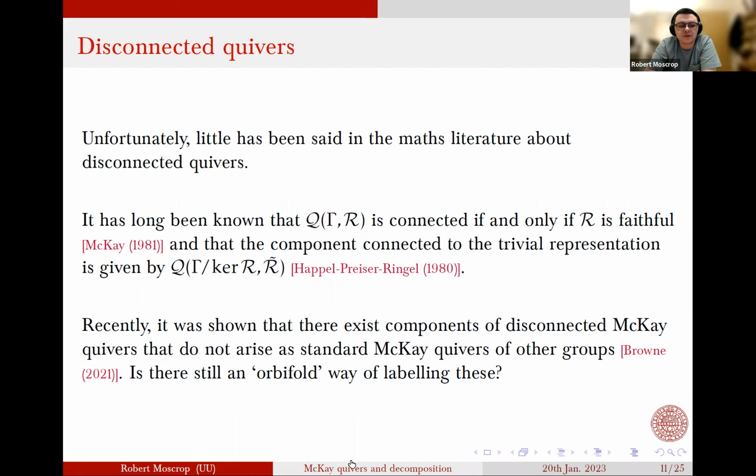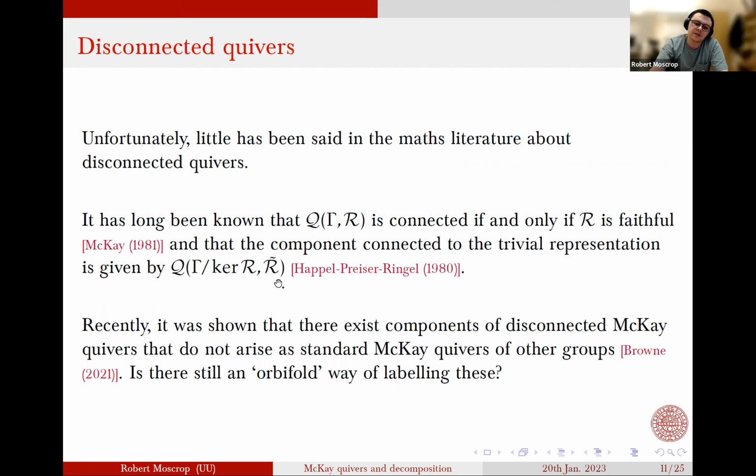In the original paper of McKay, he pointed out that at least in the case of SU2, the quiver is always going to be connected if the representation R you take is faithful. So now our question is basically what goes on with unfaithful representations. In this paper by Happel, Preiser, and Ringel, which oddly came out the year before McKay, they showed that you can give a description to the component connected to the trivial representation. All you do is take your group gamma, mod out the kernel, and then push down that representation to this quotient. So it's always going to be another McKay quiver for the quotient, basically. But this doesn't give us a description of, say, the other components.